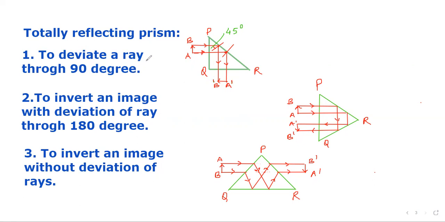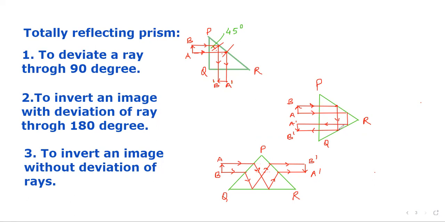Here, the rays are deviated by 90 degrees. This angle is 45, this angle is 45. So the total angle will be 90 degrees in both cases. Now, consider the second case, to invert an image with a deviation of rays through 180 degrees. Here, this is the object, this is the first ray. At this point, there is total internal reflection and the ray passes like this.